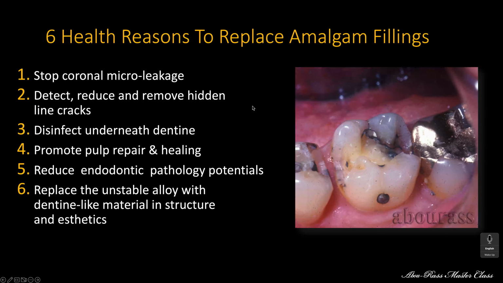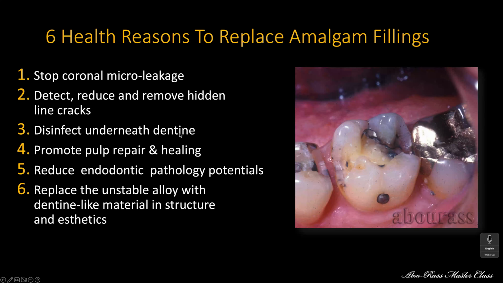And for me, my philosophy is that when we remove restorations, I recommend removal of all restorations. I recommend removing all the amalgams, but there are reasons. There are 6 health reasons to replace all amalgams: to stop micro leakage, detect and reduce hidden cracks like this one over here. And that means if we kept the amalgam here and just cut this for an onlay or overlay or a crown, and this cusp becomes loose, you're going to have tremendous micro leakage.